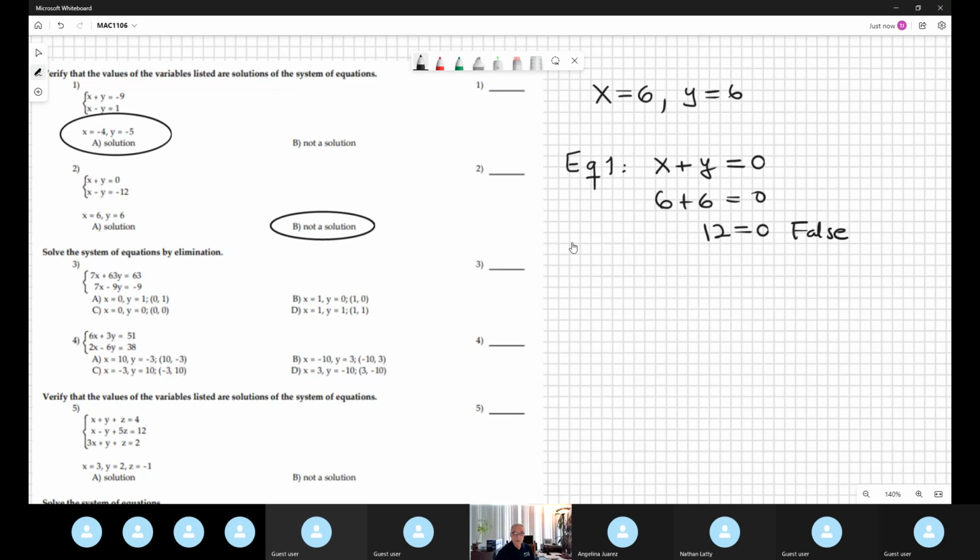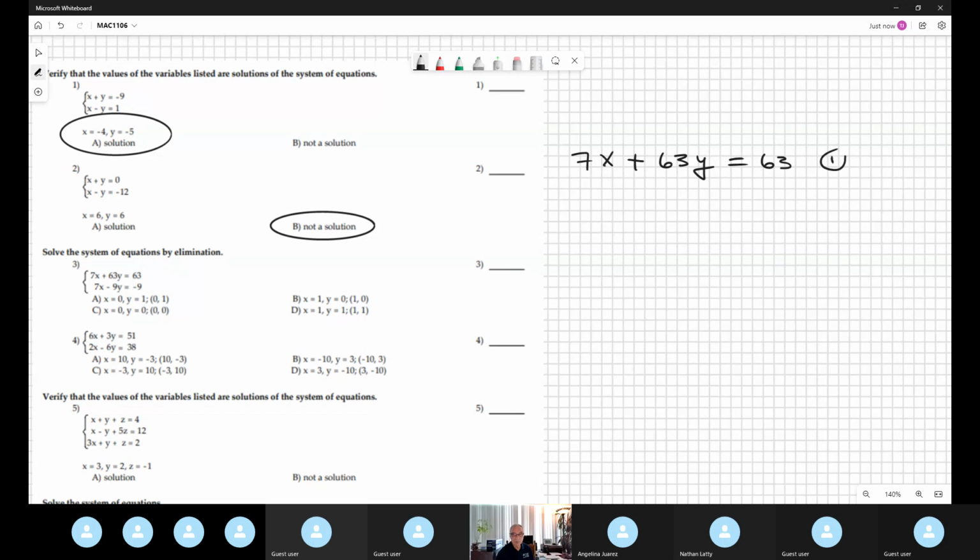Let's move on to number 3. Number 3 is 7x plus 63y equals 63. This is equation 1. 7x again, wow, minus 9y equals negative 9. Equation 2. This is a system that has 2 equations and 2 unknowns.